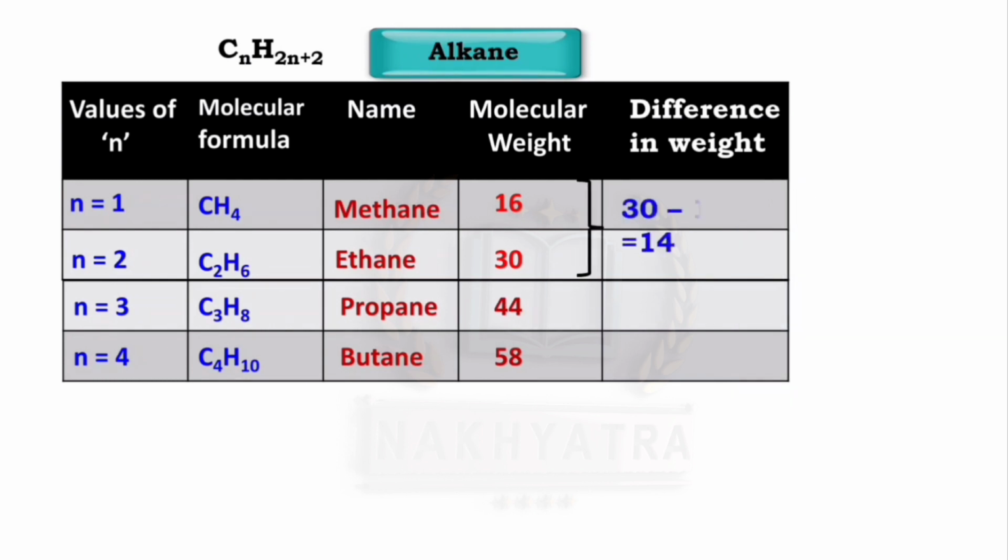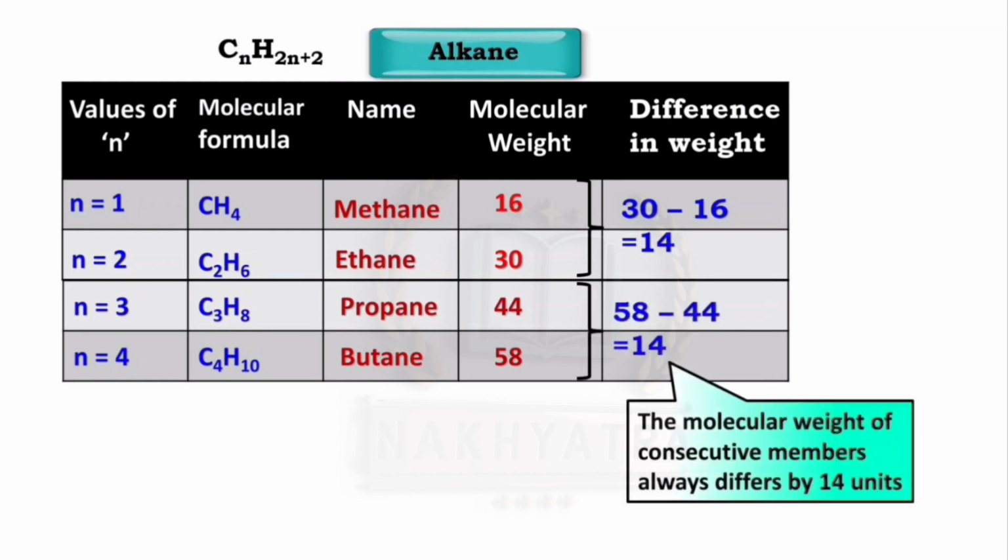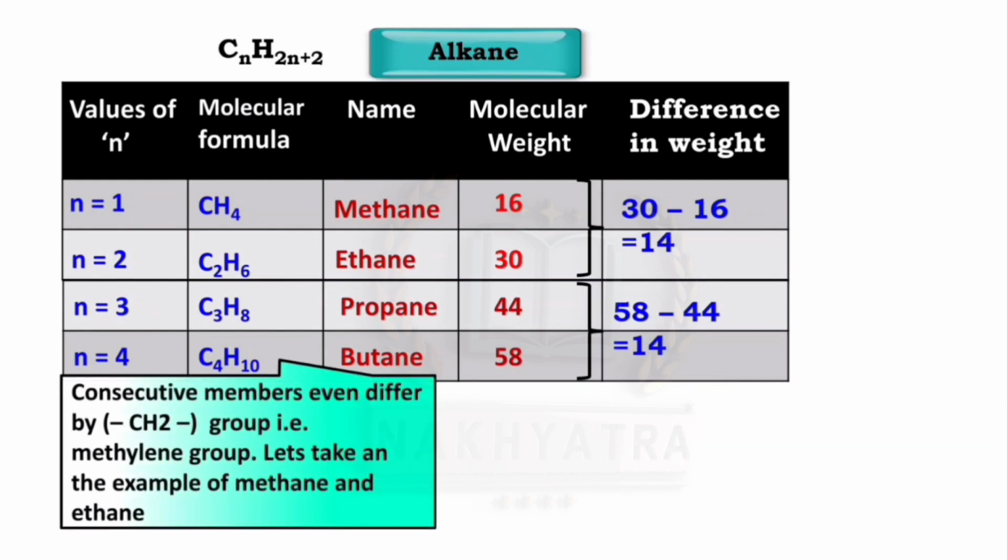Alright, so see here, we subtract 16 from 30, so we get 14. Then again we subtract 44 from 58, so we get 14. Now what can you see? The molecular weight of consecutive members always differs by 14 units. So the consecutive members differ by a CH2 group, that is the methylene group.